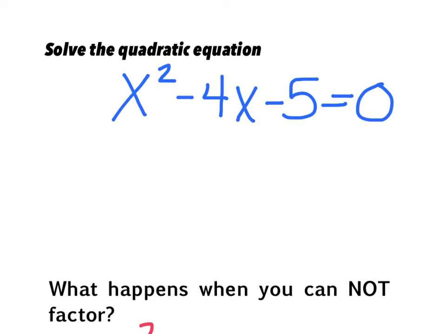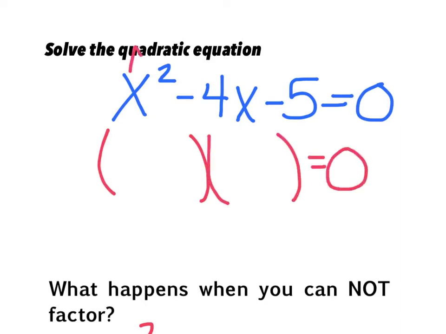Alright, so let's solve this quadratic equation. Now, you might be thinking this is pretty simple. We've done it in Algebra 1. We've done it this year. Let's just take our time and solve. We're going to add, multiply, and add. So, of course, x by x. 5, I'm thinking 5 and 1. And if I need a negative 5, that means the signs are different. So I'm going to go with negative 5, positive 1.